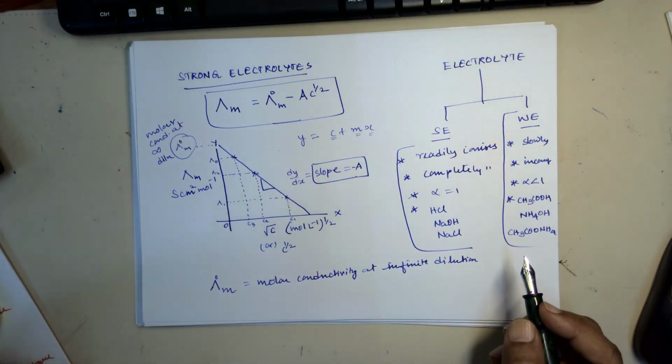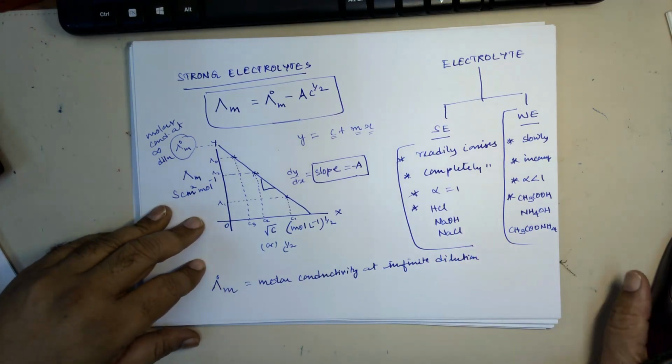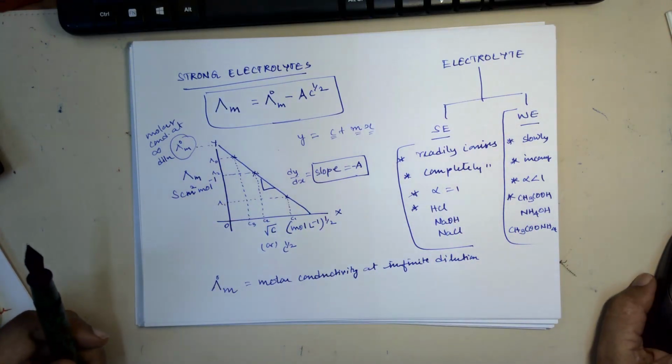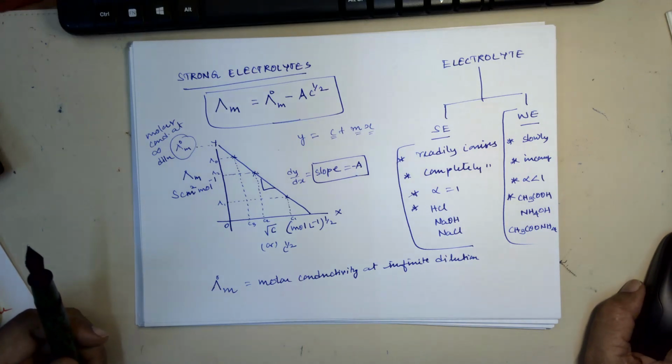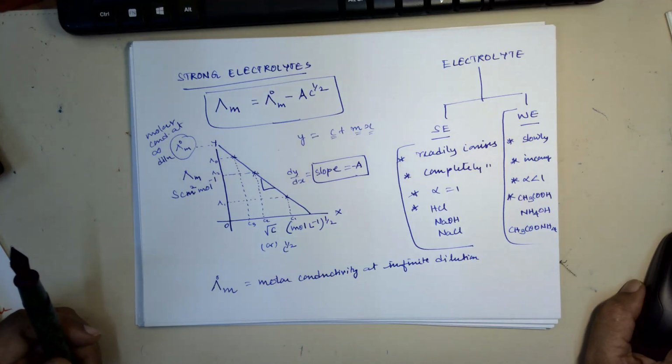And this a depends on the temperature, the type of electrolyte, and also the charges of the cation and the anion. For example, NaCl and CaCl2, then MgSO4, will be different. It depends on the number of ions also.